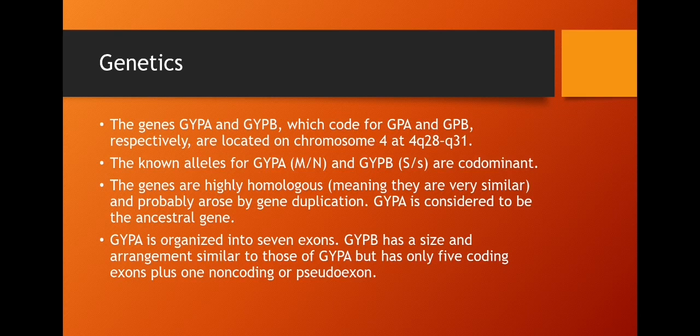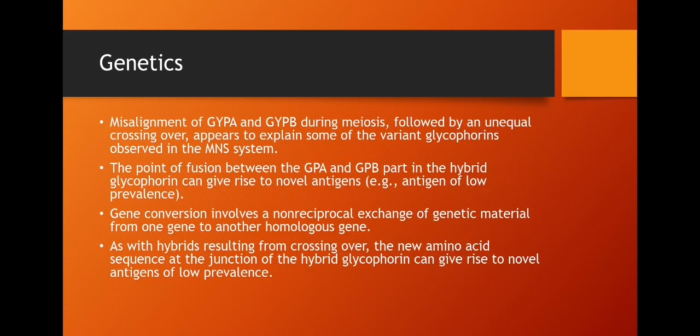GYPA is considered to be the ancestral gene, and GYPA is organized into 7 exons. GYPB has an arrangement similar to that of GYPA, but has only 5 coding exons plus 1 non-coding exon, or pseudoexon. Misalignment of GYPA and GYPB during meiosis, followed by unequal crossing over, appears to explain some of the variant glycophorins observed in the MNS system.